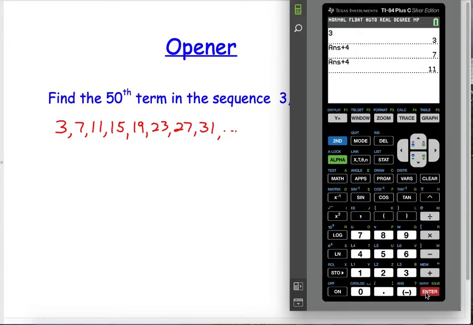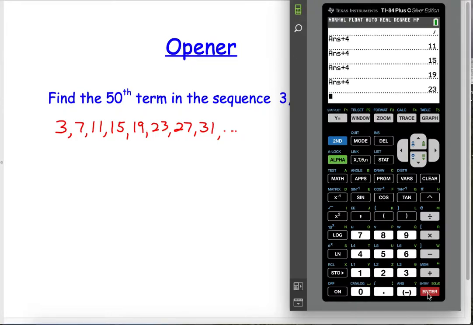So I keep pressing enter: the 4th, 5th, 6, 7, 8, and so on up to 19. There's the 20th term. We only have to go to 50. 21, 22, and on to the 30th term. 31st, 32nd, and on to 40. I'm almost there. I only have 10 more to go. 41, 42, and on to 50.